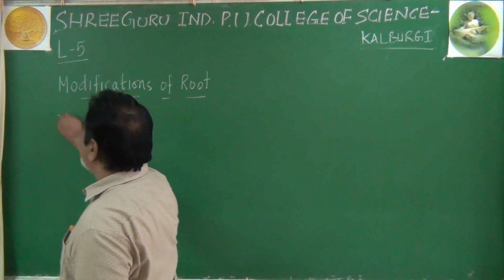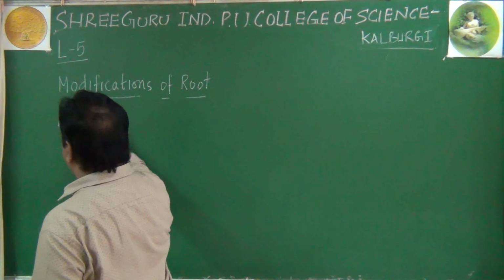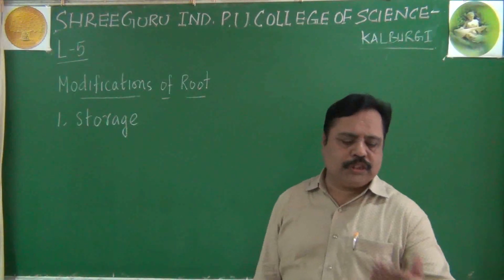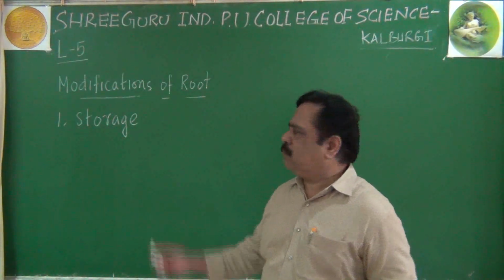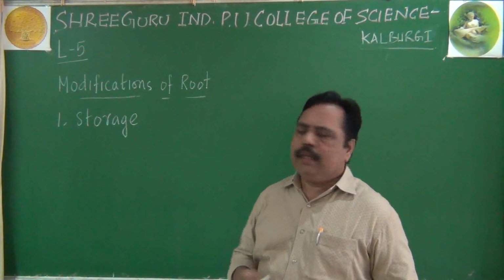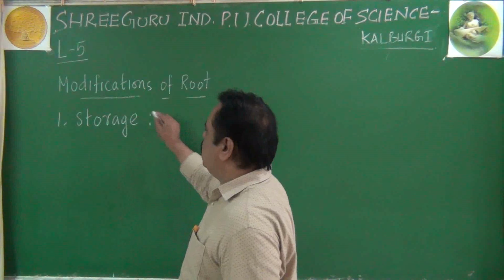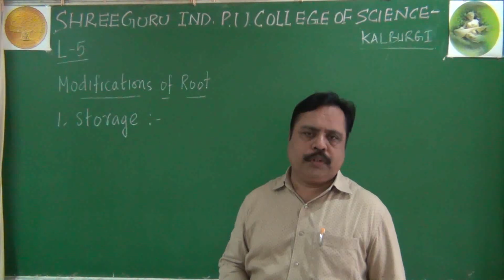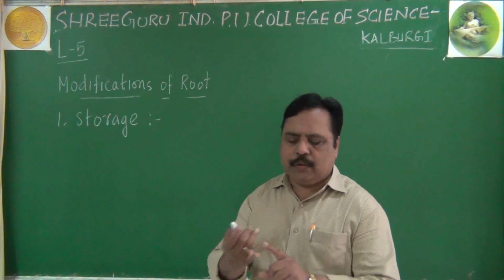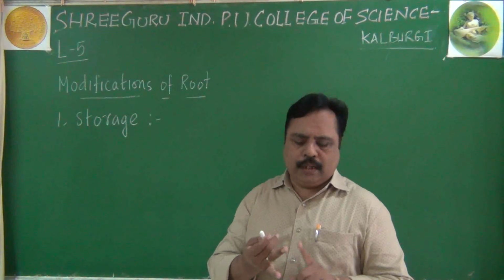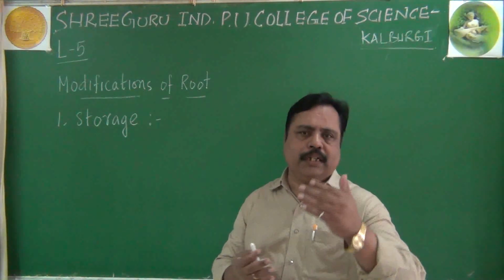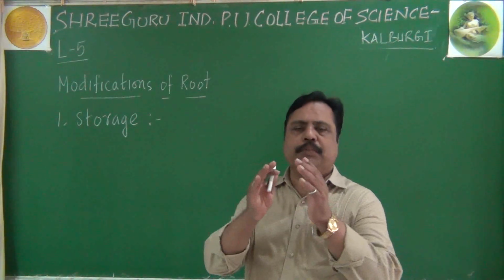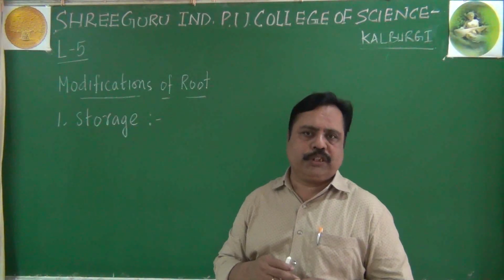One of the reasons we have seen in the previous class was storage. For the sake of storage, both taproot system and adventitious root system can undergo modification. In the previous class I told you about taproot modification as well as adventitious modification. For taproot modification, we have come across conical, napiform and fusiform, 3 examples. Conical modification exhibits cone shaped roots.